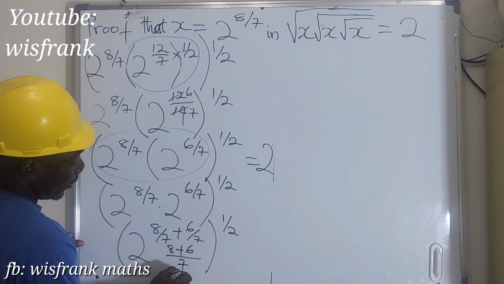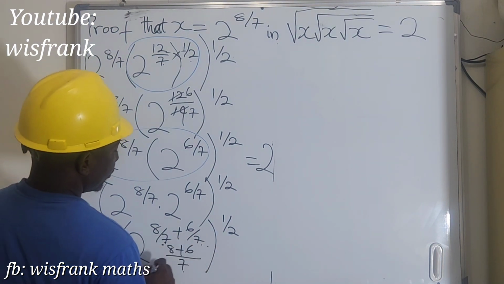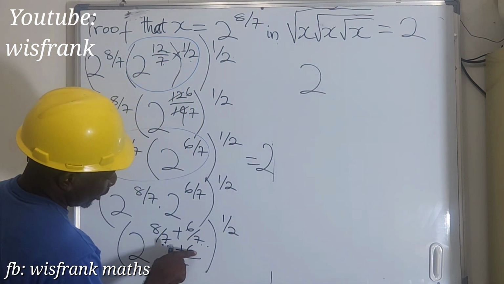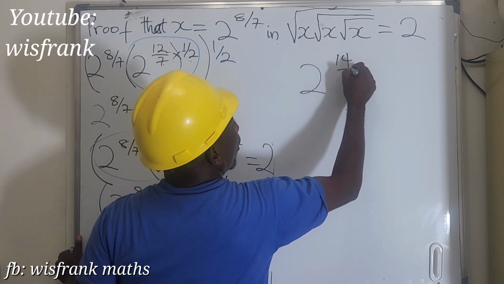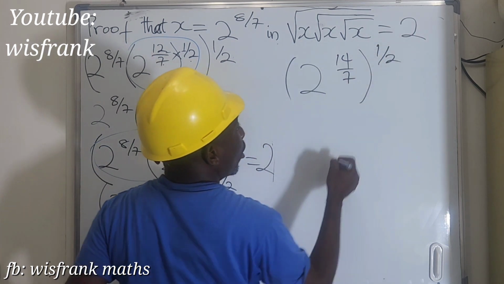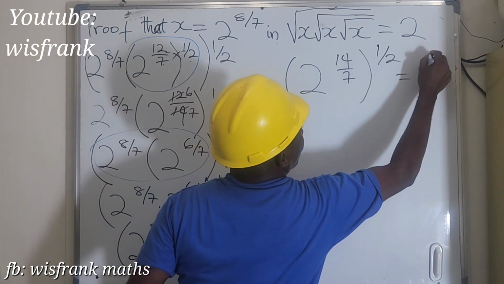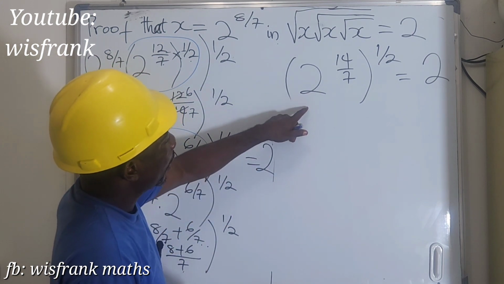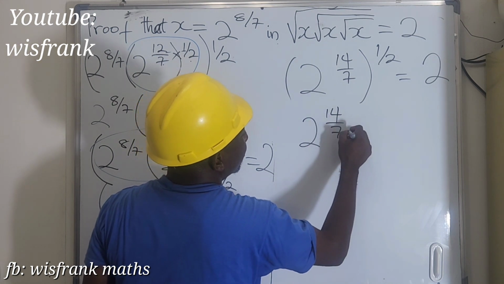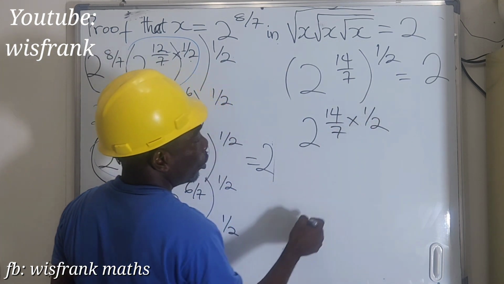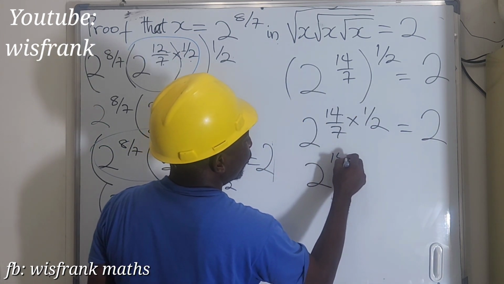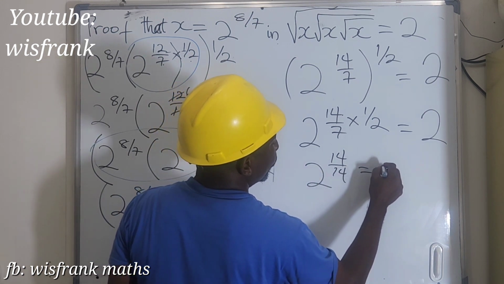So what we just did is to evaluate this power. So having that, this will become 2 raised to the power of, we have 8 plus 6, which is 14, all over 7. Then we bring down 1 raised to the power of 1 all over 2. We still have equals to 2. So in this case, what we have now is 2 raised to the power of 14 all over 7 times 1 all over 2. This is equals to 2. We can multiply it out. We have 2 raised to the power of 14 all over 14 equals to 2.